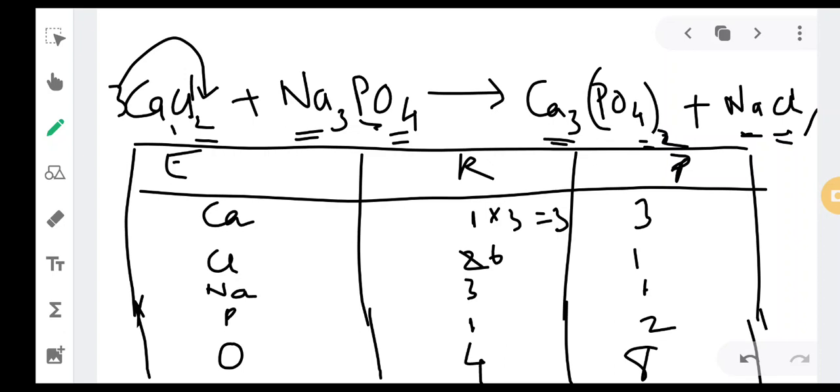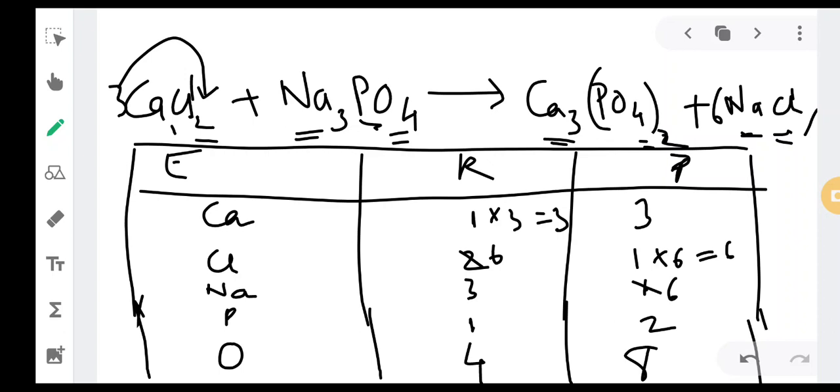Okay, so what you need to do? So now on the right hand side you need to multiply whichever product contains Cl with 6. Okay, so you need to multiply NaCl with 6. So now what will happen? Na will get converted to 6. There will be 6 atoms of Na and there will be 6 atoms of chlorine. So chlorine will be balanced, but what will be unbalanced is nothing but sodium. Okay, so sodium will become 6 in numbers.